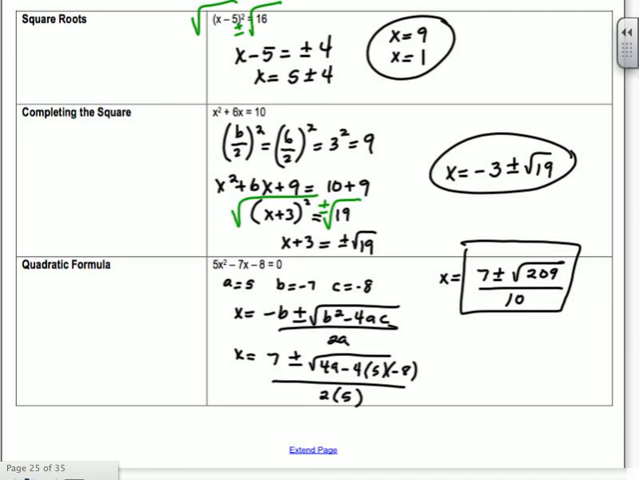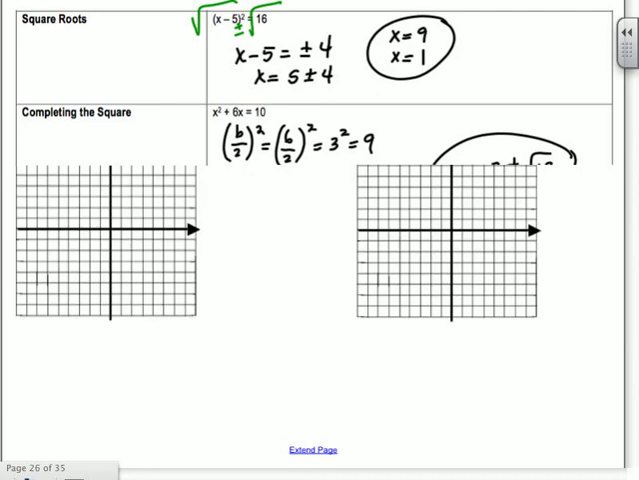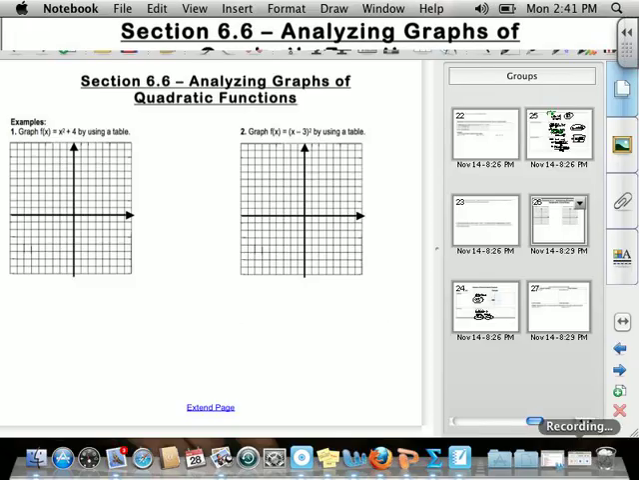All right, so that's the end of 6.5. All right, we are going to look at 6.6 today too. So let me stop this.